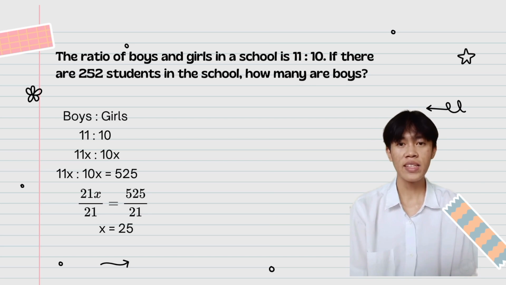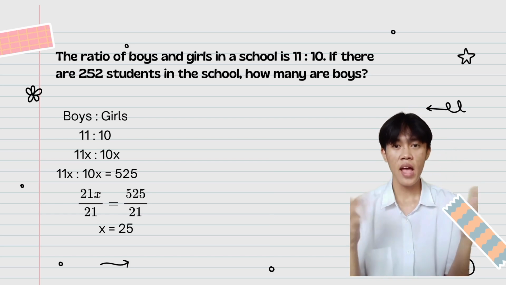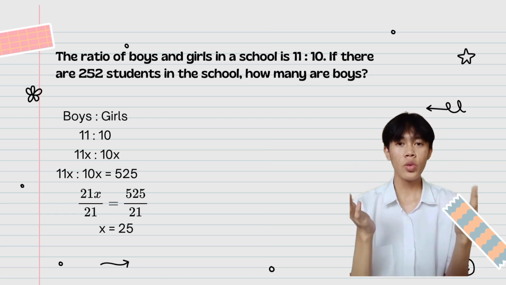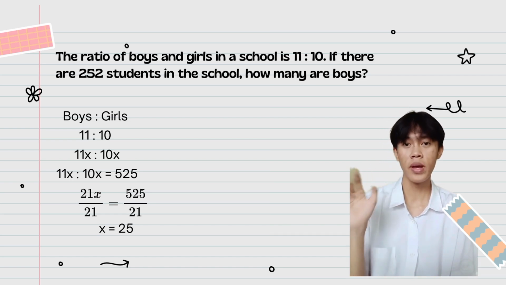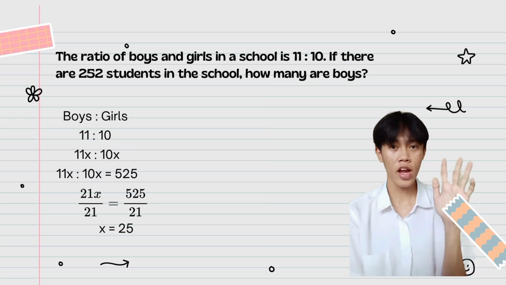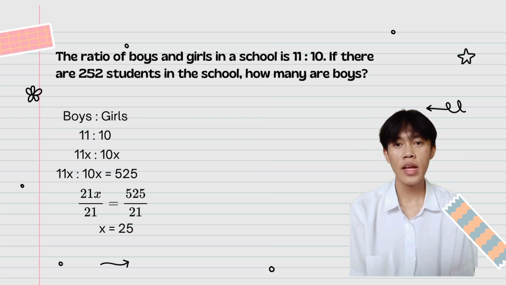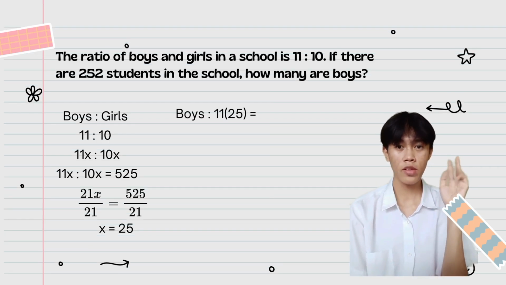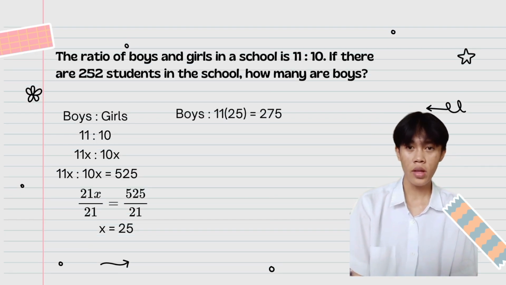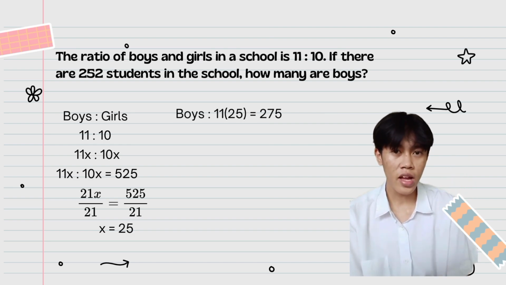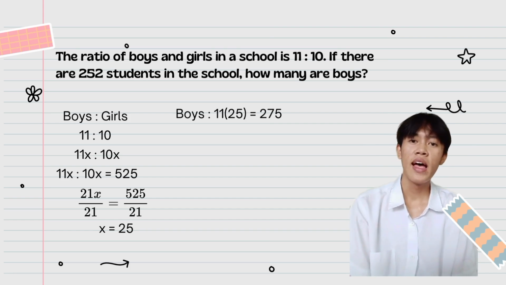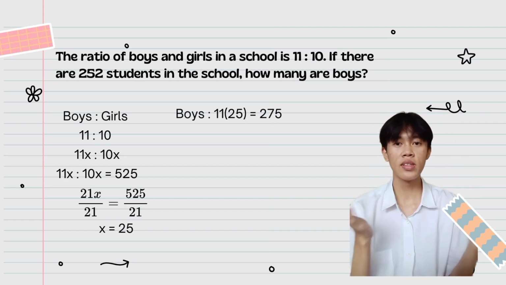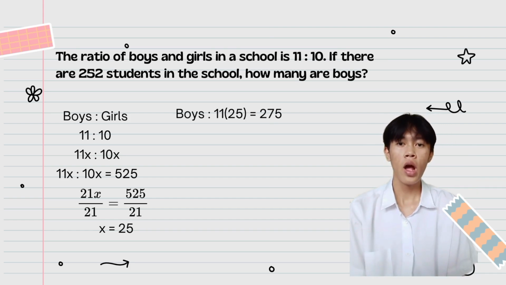When we solve for x, dividing by 21 on both sides, it simplifies. We're going to have x equals 525 divided by 21, which gives us 25. So x equals 25. Then how many boys are in the school? The number of boys is 11 times 25, which works out to 275. So there are 275 boys. That's our final answer.